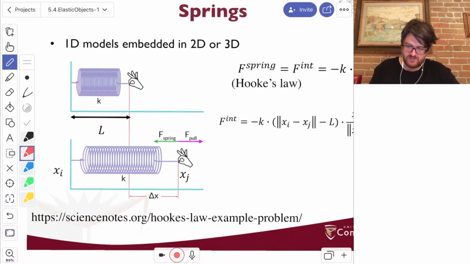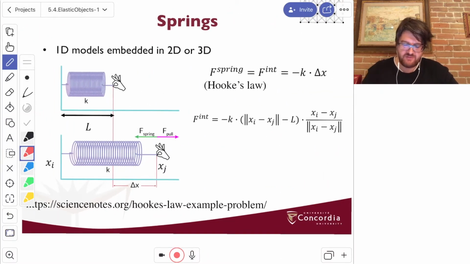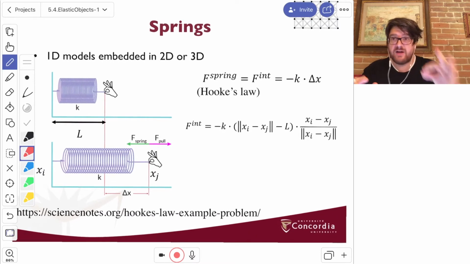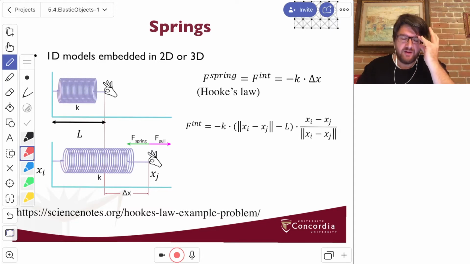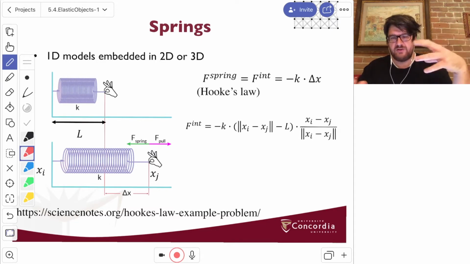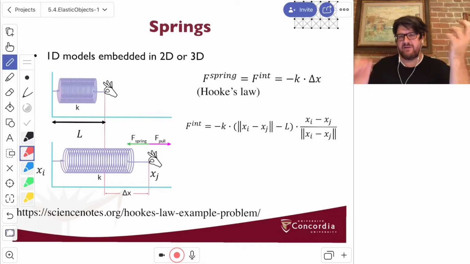So, of course, this force in 1D had the expression you saw before, but these springs, even though they are themselves one-dimensional, are embedded in some other space. So, for example, if we use springs to make cloth, they're going to be 2D. They're going to live in 3D. Or in some examples, they can live in 2D. For your homework, you have a 2D example, but in general, they live in 3D.